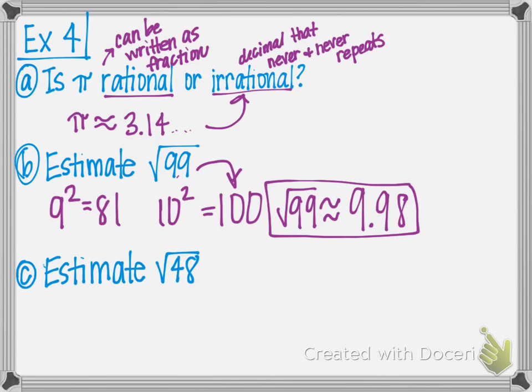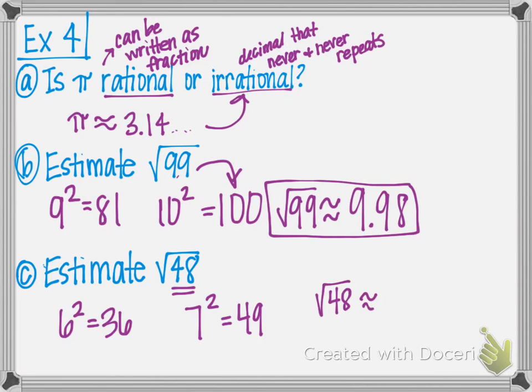Alright, square root of 48, that's between 6 squared, which is 36, and 7 squared, which is 49. So 48 is between 36 and 49. And since 7 squared, 49, is closer to 48, your estimation of this number is going to be closer to 7. So the square root of 48 is going to be approximately 6.96. I'm just picking numbers close to what I think it might be.